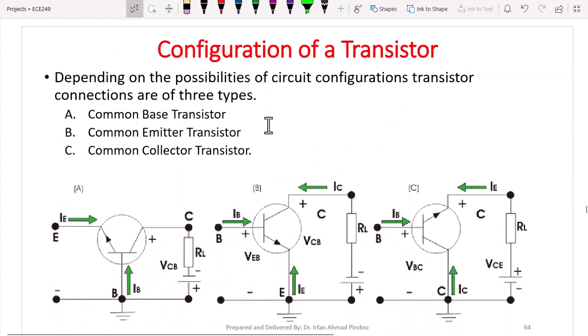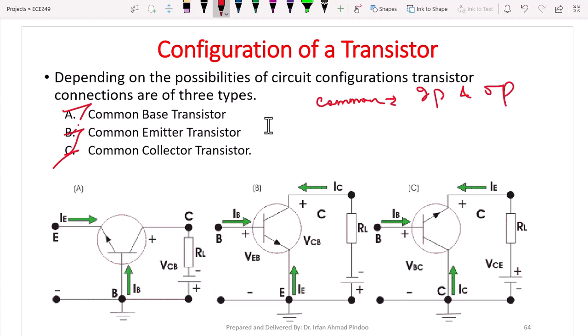Configuration of a transistor: there are three ways we can connect a transistor. It can be common base, common emitter or common collector. The word common is used with respect to one of the terminals. You have to see which terminal is common between input and output. Suppose in diagram 1, the base is connected here also, and here also. This is the input side and this is the output side. So base is on the input side and also on the output side.